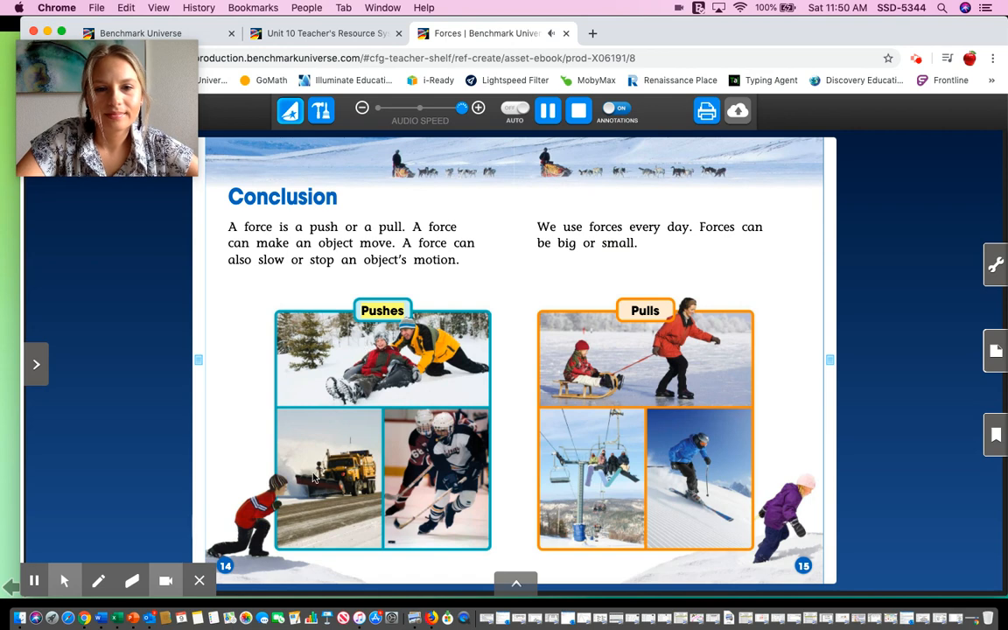Pushes. Pulls. Let's look at these 2 illustrations. I see all these different types of pushes. I see the dad pushing his son on the sled. I see the snowplow pushing the snow off the street. And I see the boys playing hockey pushing the puck across the ice rink. Oh, look, this boy's pushing the whole box. That's funny.